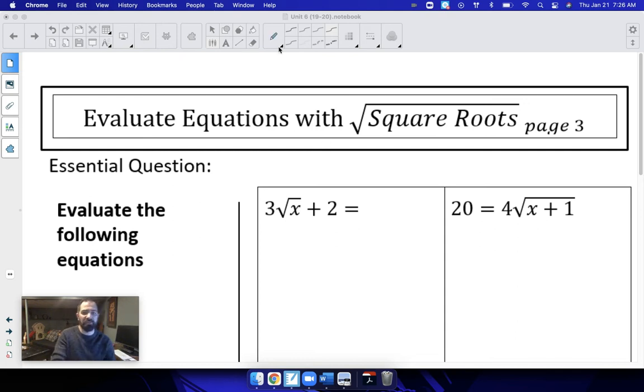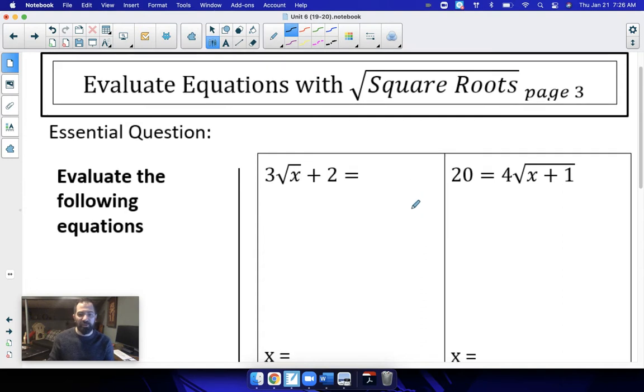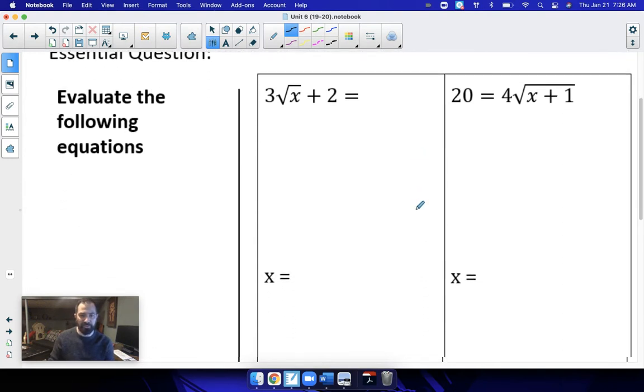All right, Unit 6, Lesson 5, last page of notes. Unit 6, Lesson 5, Part 3. Hey, we're going to continue with evaluating equations with square roots. Adding a couple more steps in here.